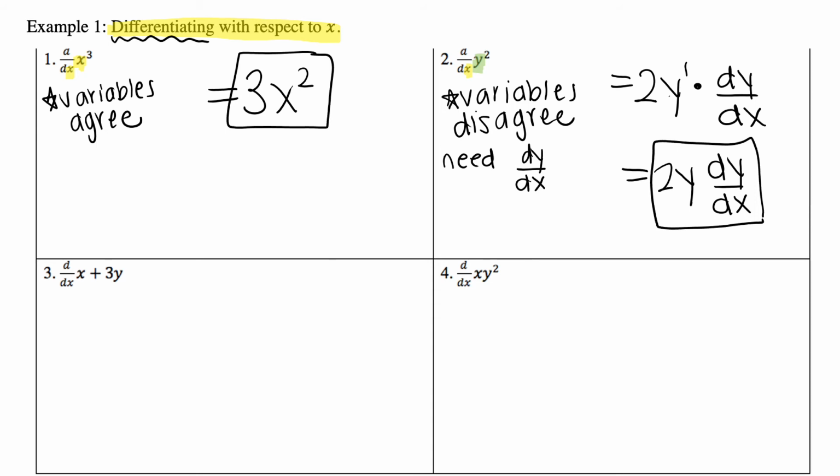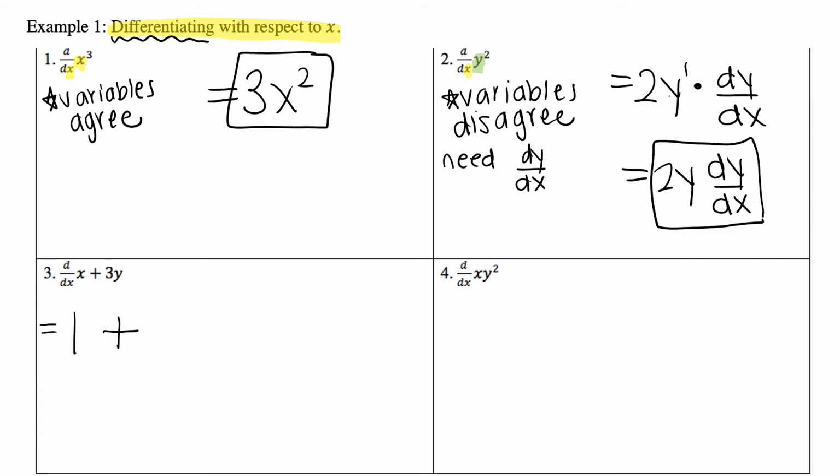So for the first one, we want to take d dx, the derivative with respect to x, of a sum, x plus 3y. Just like always, we can take the derivative of each piece, each term, and then add them together. So we're going to start by taking the derivative of x with respect to x. Variables agree, business as usual. The derivative of x is just 1, plus the derivative of 3y with respect to x.